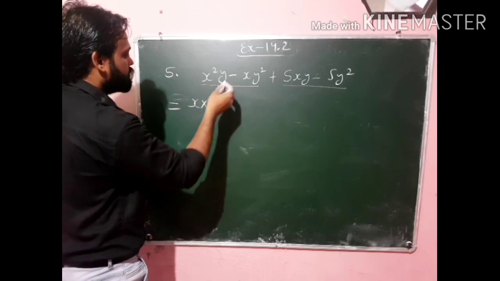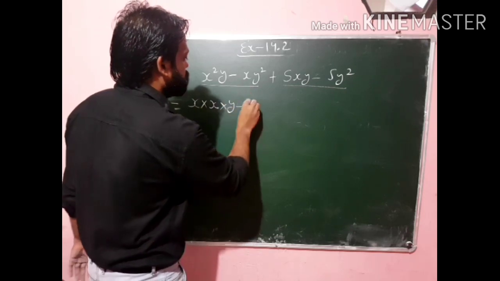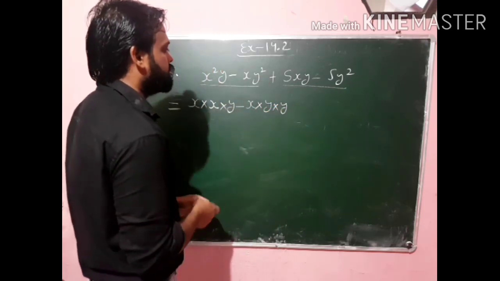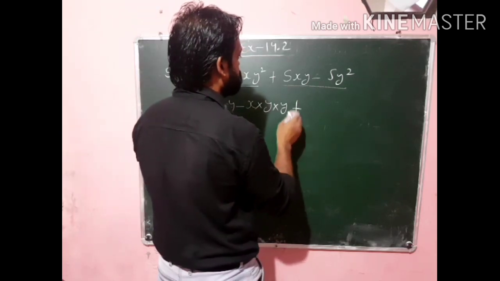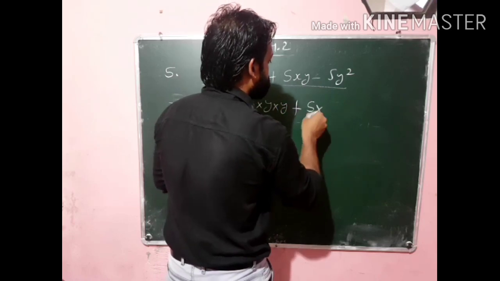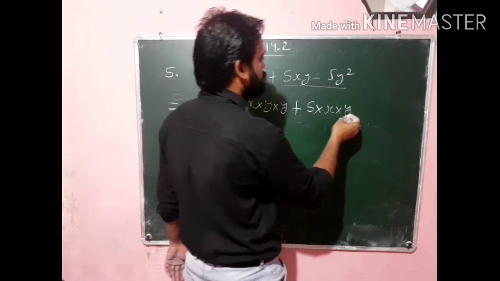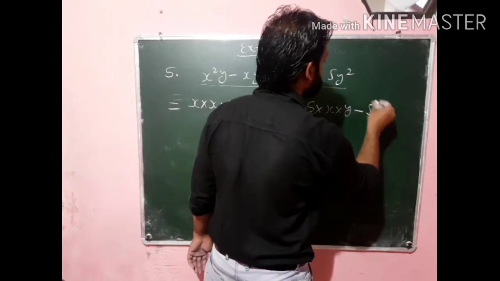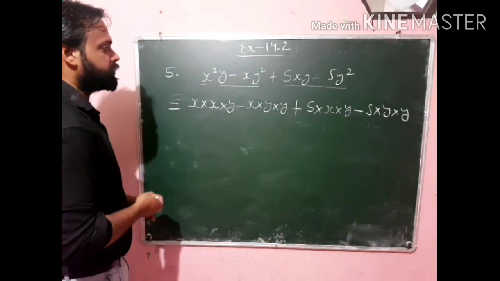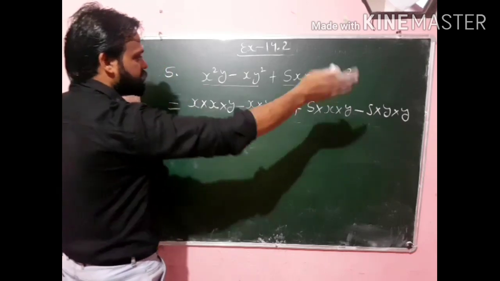x is raised to power 2, so write down x two times, x into y, minus again x into y squared, so write down y two times, and then plus as it is. Now we have to make the factors of this one. Here again this will become 5 into x into y, and minus 5 multiplied by y squared, which means y into y. I hope this first step is clear to you. We have to solve this first group separately and then the second group separately.